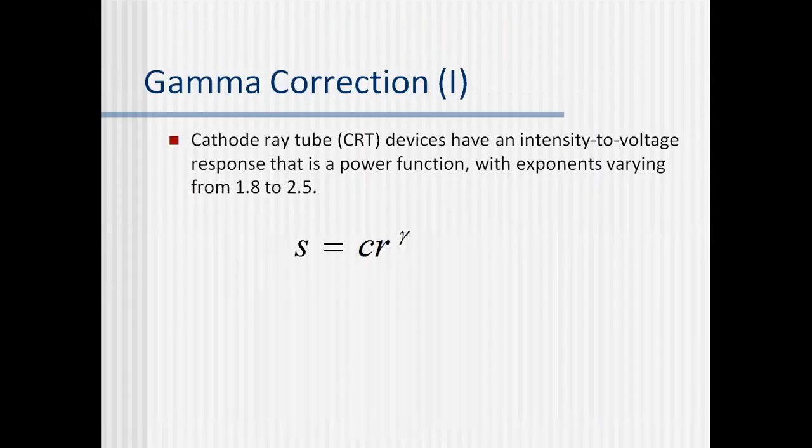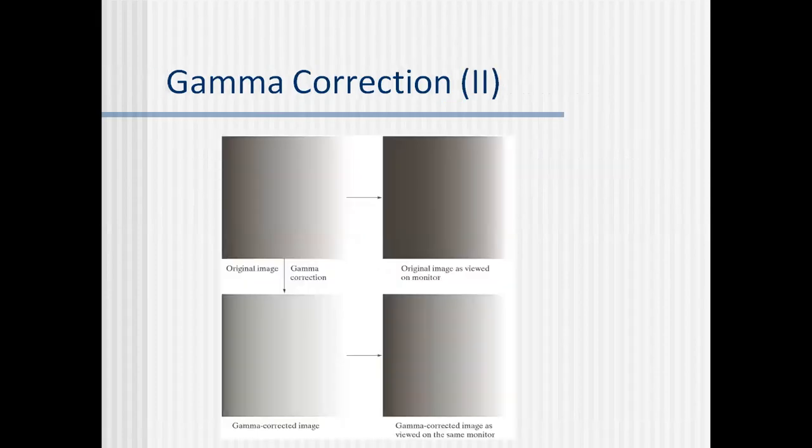For example, cathode ray tube devices have an intensity to voltage response that is a power function, with exponents varying from 1.8 to 2.5. So we can vary the powers. This is one more example of gamma correction. The original image goes from light to dark, and after that, the gamma corrected image becomes like this after the gamma correction, by using power law transformations with different values of gamma.